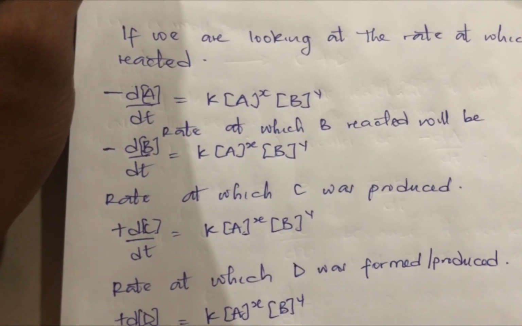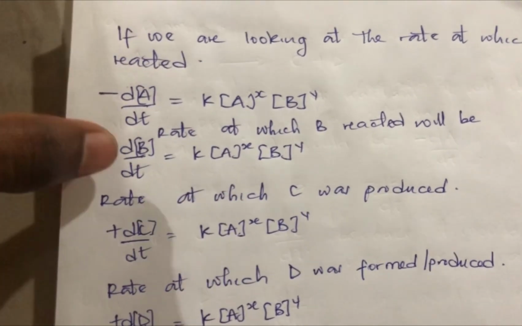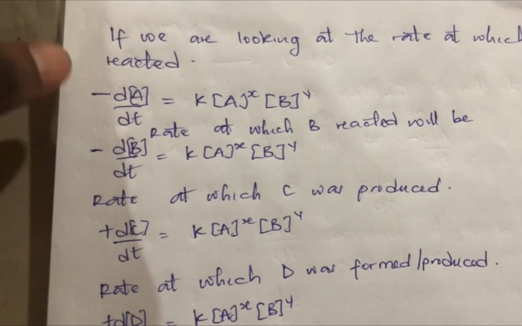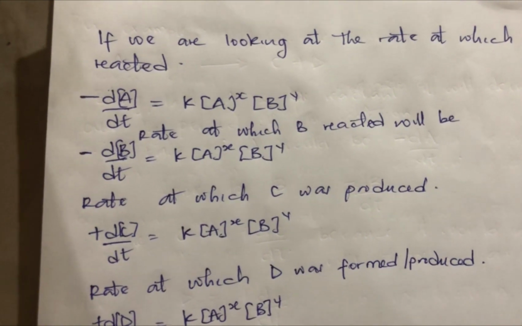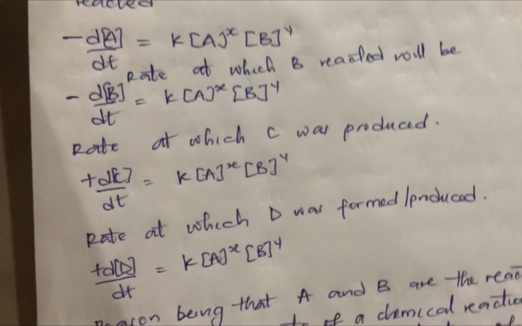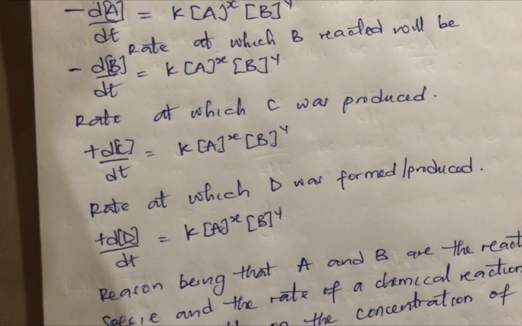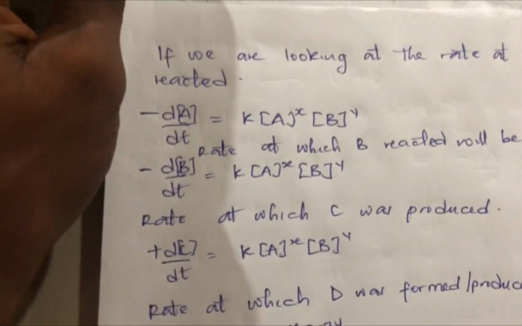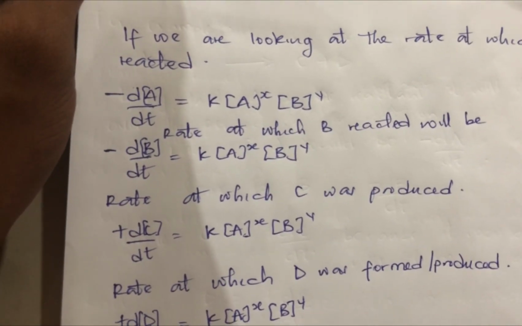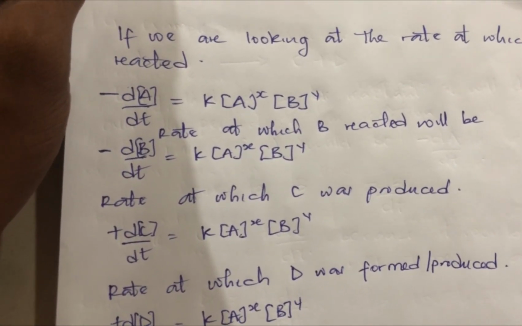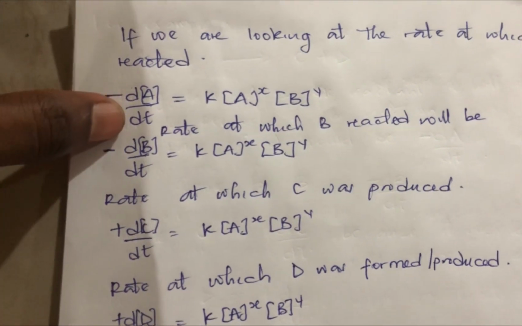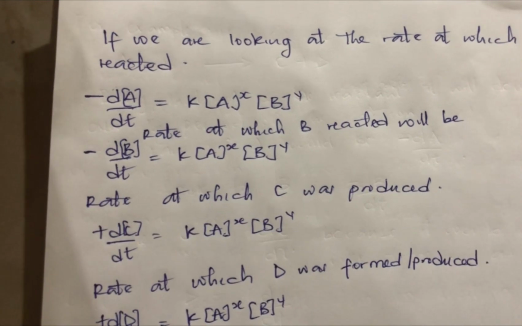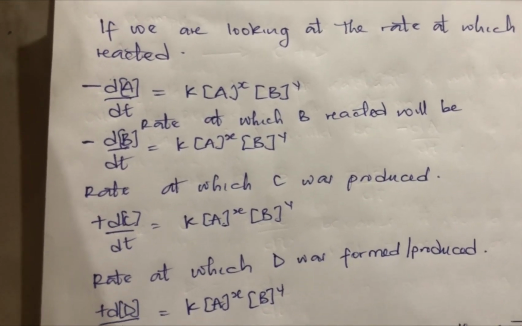Now, the rate at which C will be produced is also still dependent on A and B, but the expression is written as plus. Why is it plus? Because C is increasing. We're looking at the rate at which C is increasing, that is being produced. So that's d[C]/dt equals K [A] raised to power X [B] raised to power Y. Now, the rate at which D was produced is similar to that of C, which is also K [A] raised to power X [B] raised to power Y.